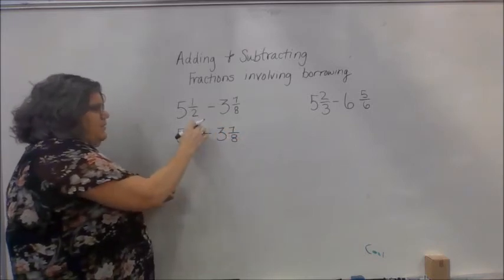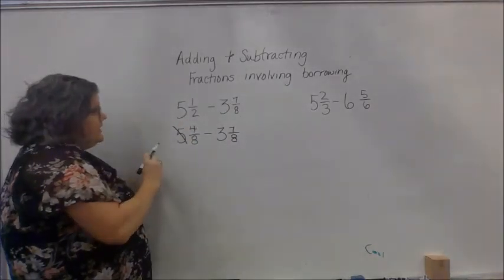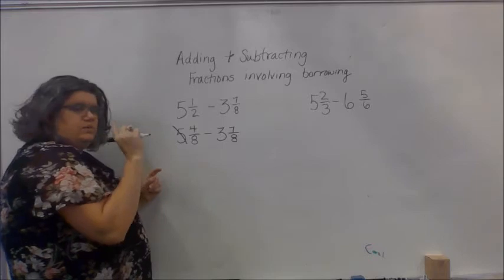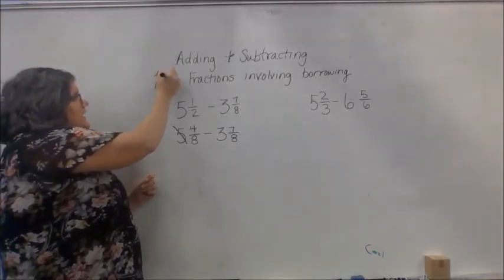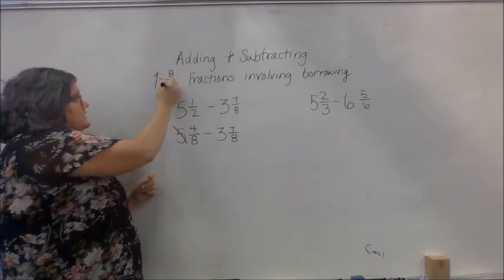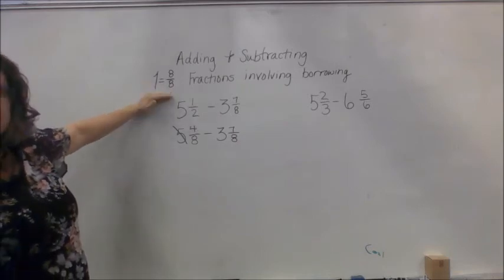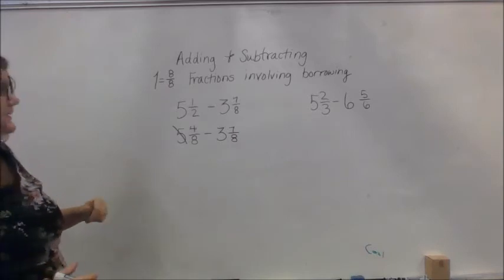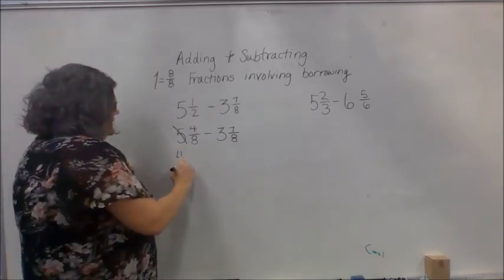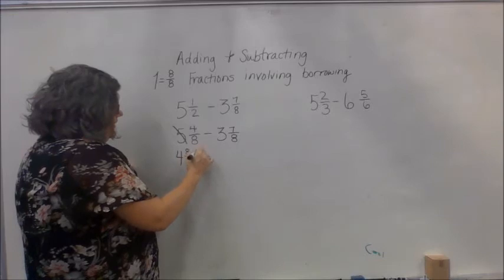This guy is coming up short. So I'm going to borrow from this 5. What I'm borrowing from the 5 is a group of 1. But that group of 1 is made out of 8 pieces out of 8 pieces. That's the concept that you need to understand, is we're taking 8 pieces. We're taking one of those cakes and breaking it up into 8 pieces. So that leaves me 4 entire cakes, and then an 8 out of 8 cake, plus the 4 out of 8 cake I already had there.